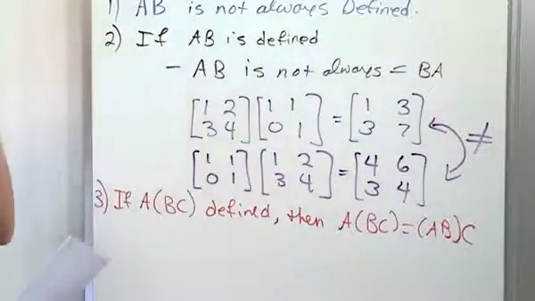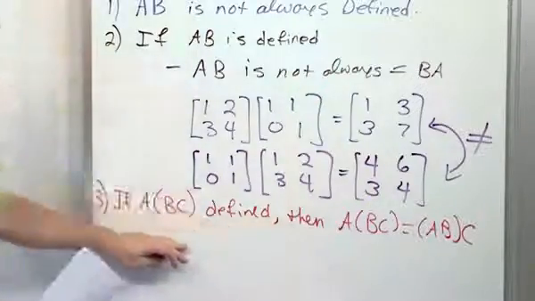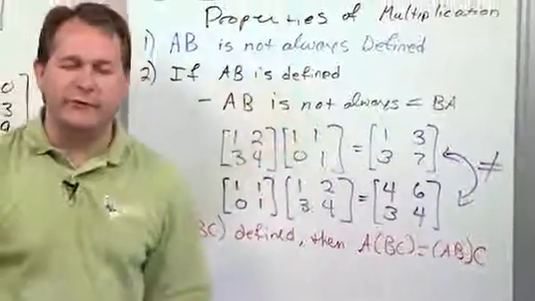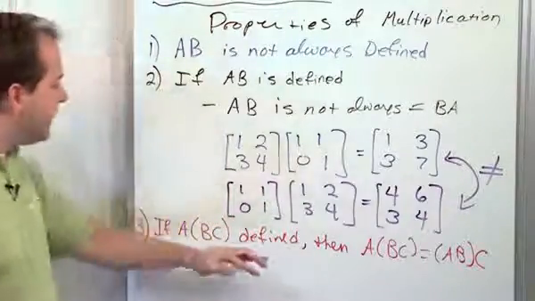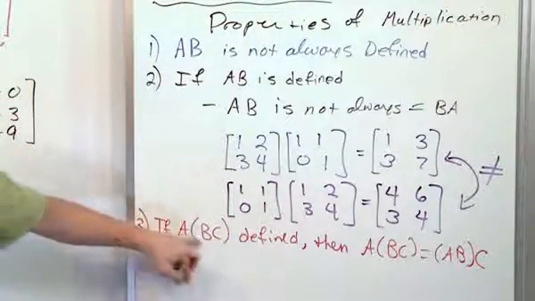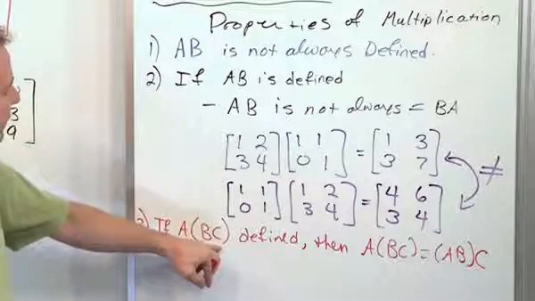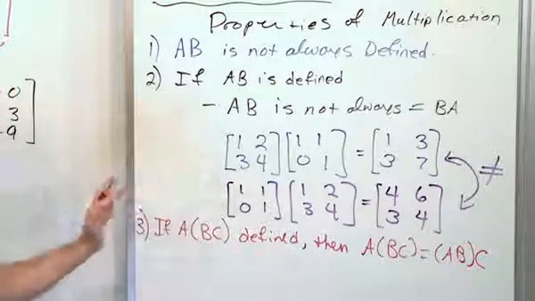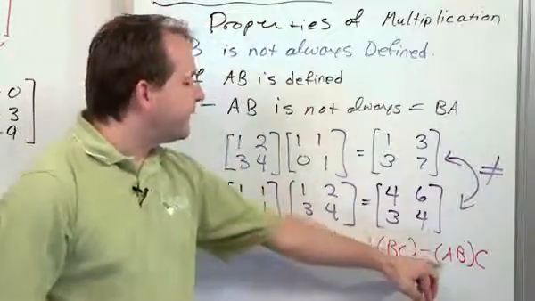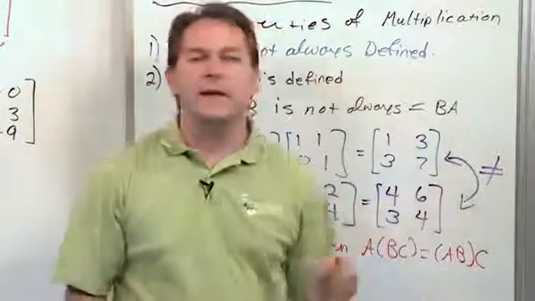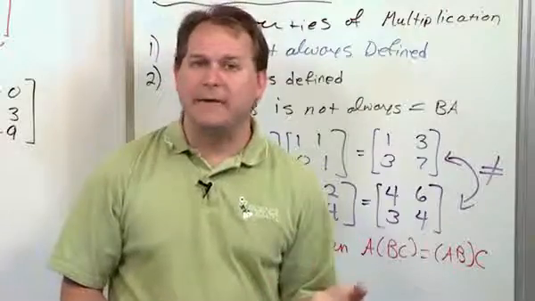So what this is saying is, notice how we have to put a qualifier: if this is defined, because some matrix multiplication isn't defined if the rows and columns don't work. But if it is defined, then if I take matrix B and C and get the answer, and then multiply by matrix A on the left, I can do that, and it's going to be the same thing as if I multiply A and B first, and then multiply by matrix C.